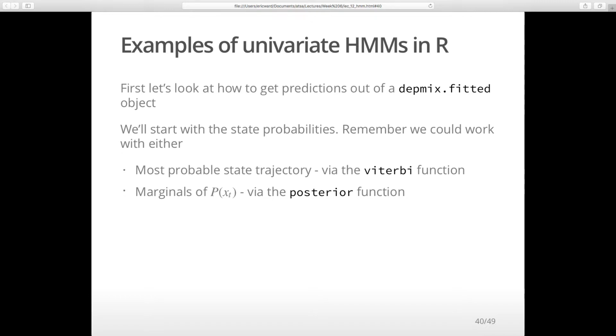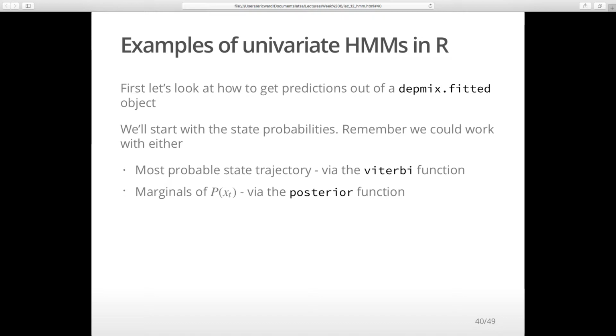So the first thing is, what's the most probable state trajectory? This is essentially what sequence of the underlying states is most probable given our observed data. This comes out using the Viterbi function in the depmix package, which applies the Viterbi algorithm.